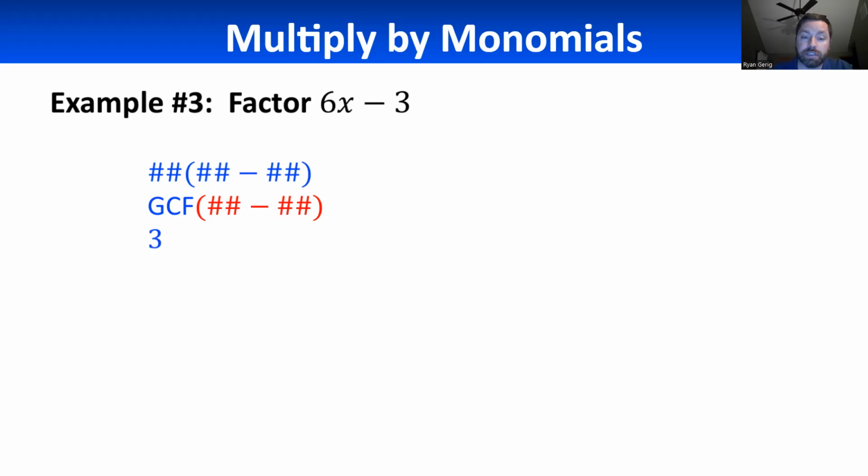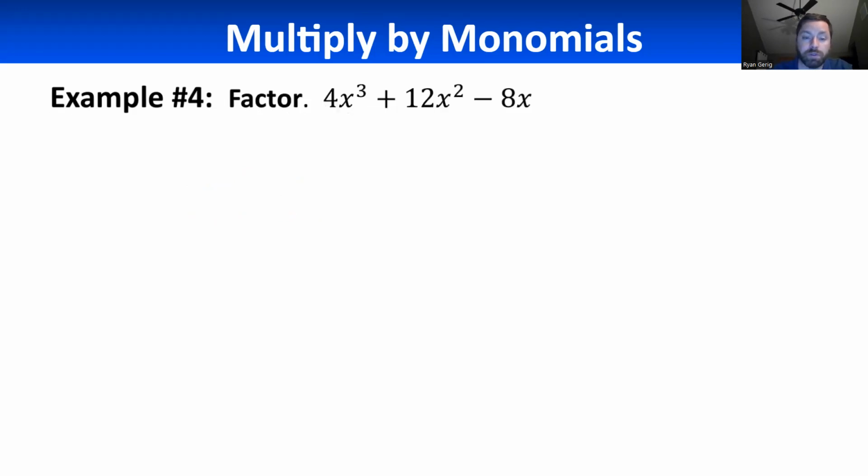Now, what is 6x divided by 3? It's just 2x. And then what's 3 divided by 3? It's just 1. So I've undistributed this, or factored it. 3 times 2x would give me 6x. 3 times -1 would give me -3. They go back and forth. Okay. We're going to do one more of those.